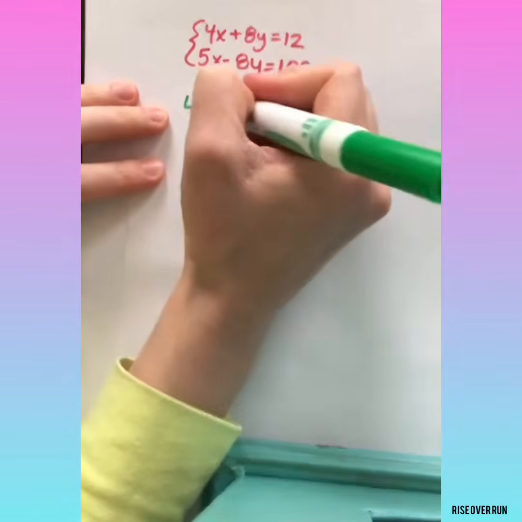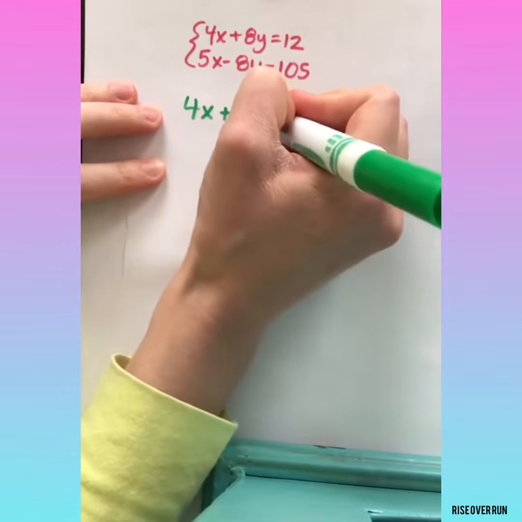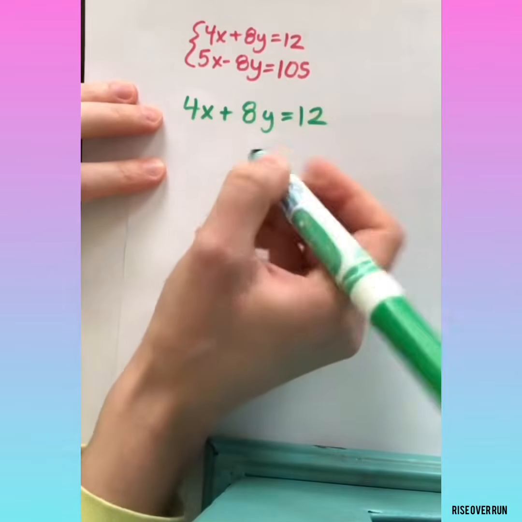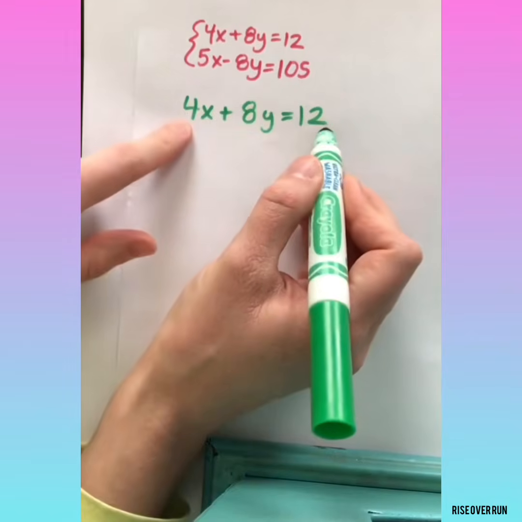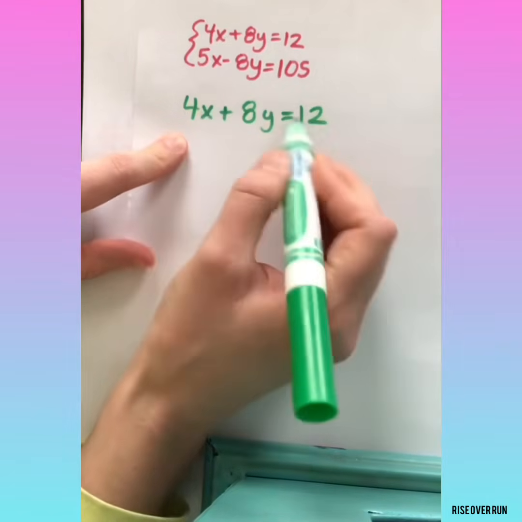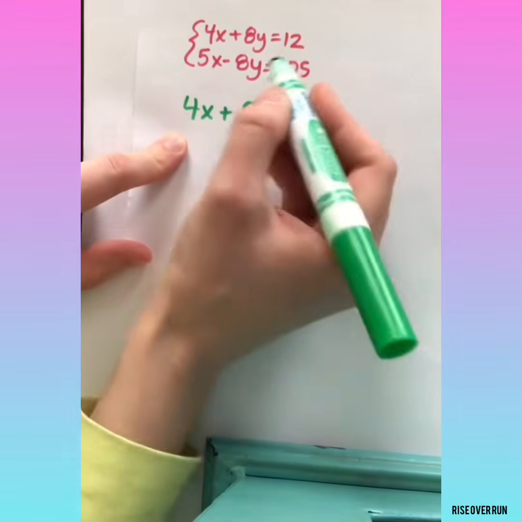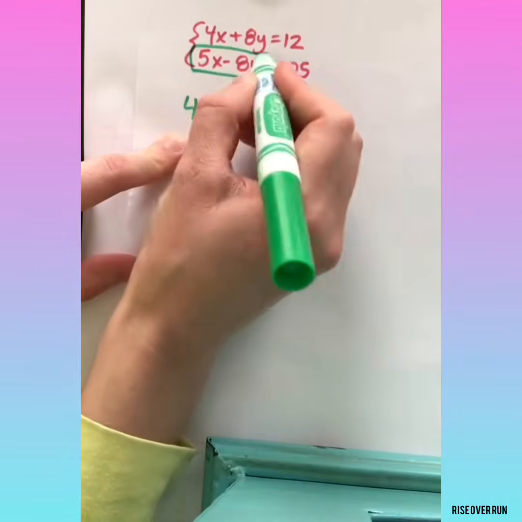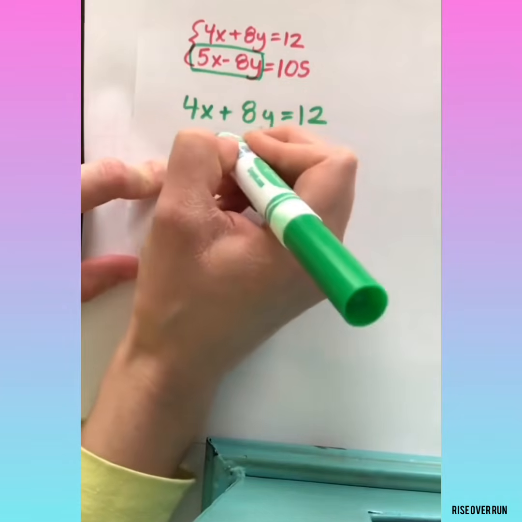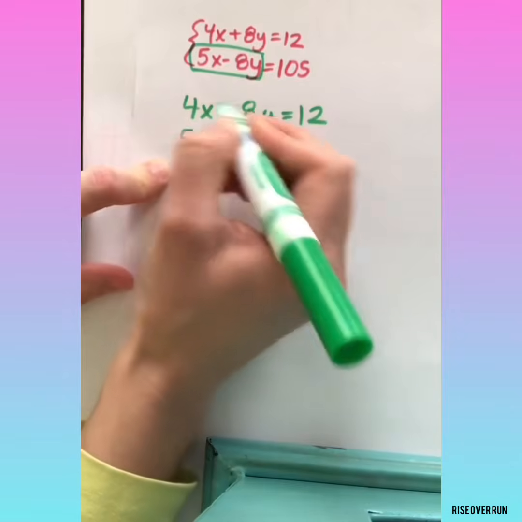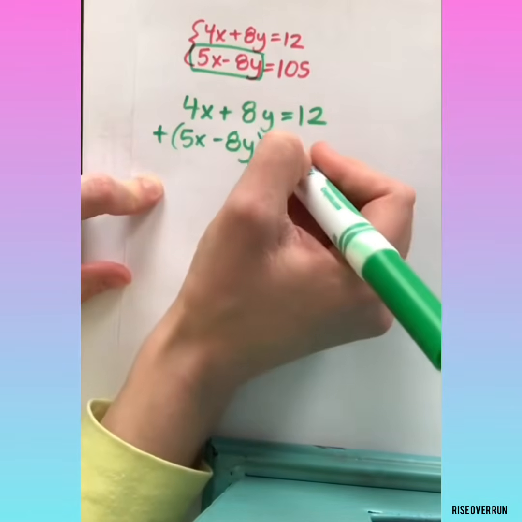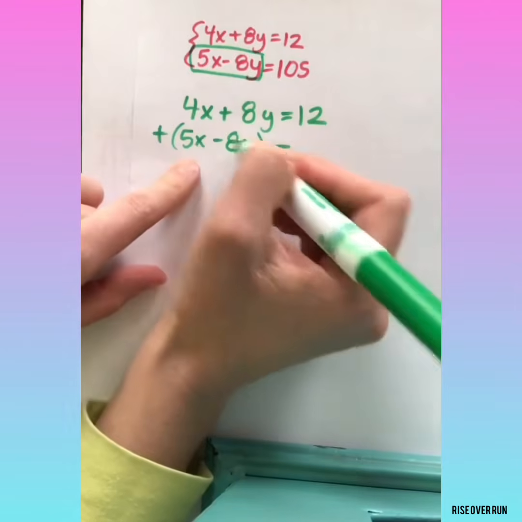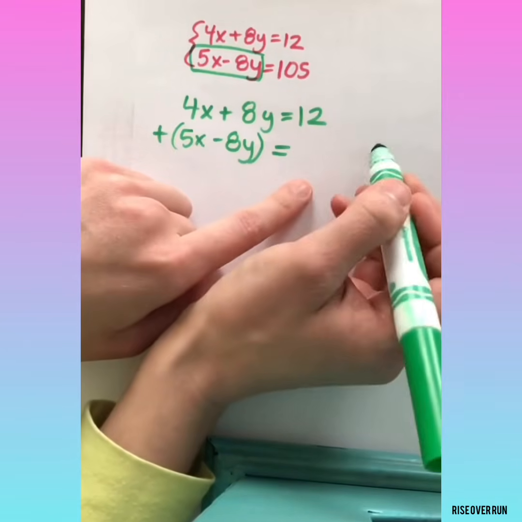I'm going to take this first equation, 4x plus 8y equals 12. Now remember, this equal sign means that these two sides are balanced. So whatever I do over here, I need to do to this side. What if I want to add 5x minus 8y to this side? I want to add it to this whole side. In order to keep this equation balanced, I would need to do that on the other side as well.